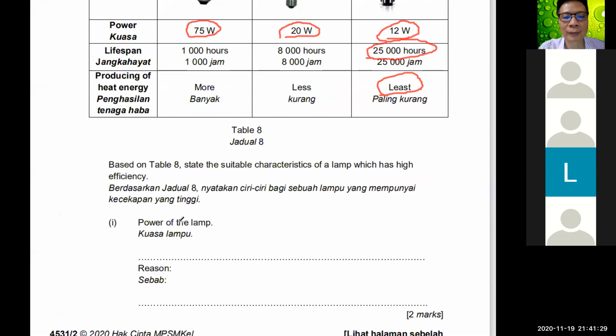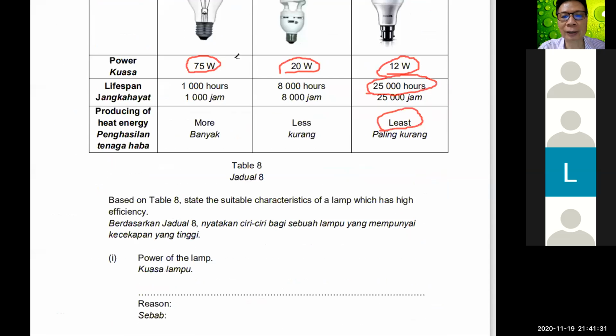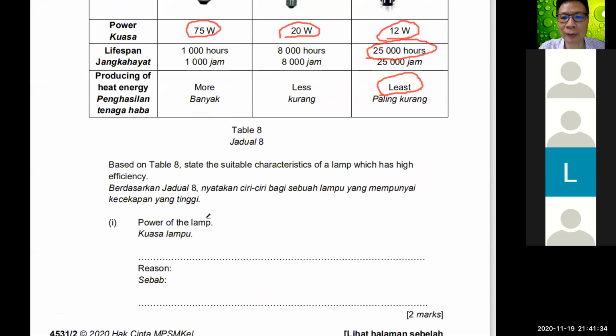Listen, you don't write the number here. For example, power of the lamp, right? You don't choose 12 watt. Power of the lamp, how do you write? Low power. Use low power. Don't use a number, understand? Low power. Okay? Reason is what? Why choose low power?